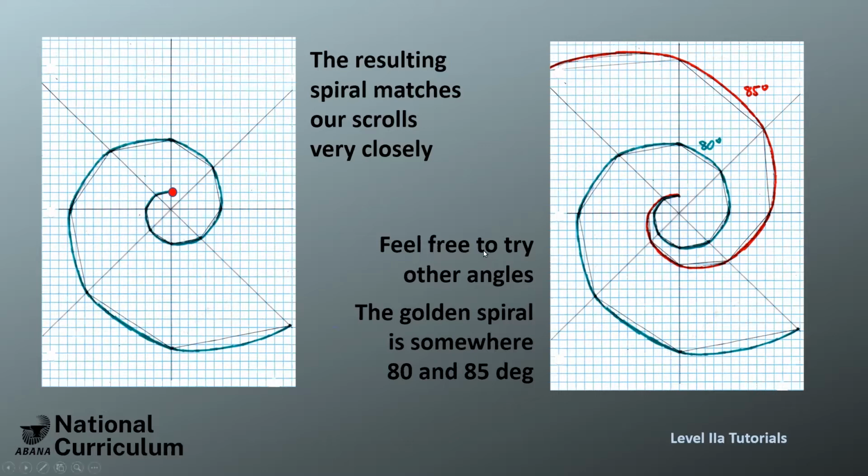Then you can go and do different angles. I just made an example here with 85 degrees, so you get one that opens way faster. And if you would put the golden spiral on the same drawing here that we've seen before, it would be about in the middle in between here, a little more to the outside.